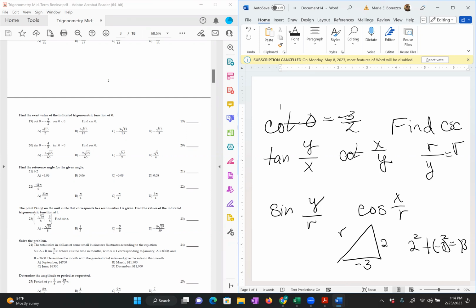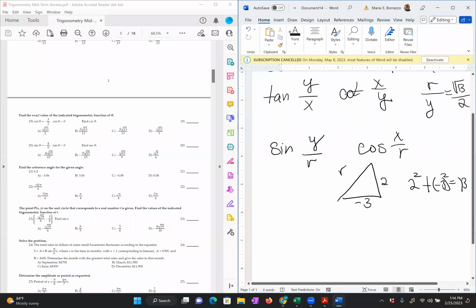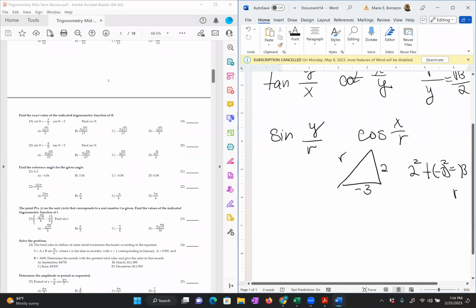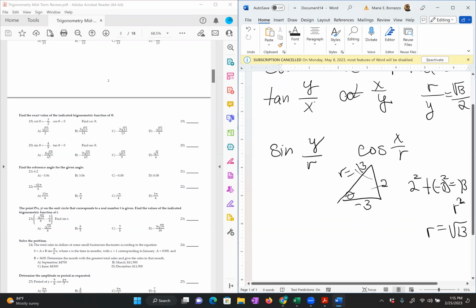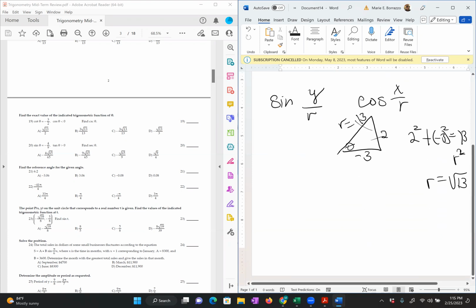This should be square root of 13 over 2. Remember that this is r squared initially, so r is equal to the square root of 13. Let's say this angle is here: sine is opposite over hypotenuse, and this is hypotenuse over opposite. That's what cosecant is, so you need to remember these ratios. Answer choice A is your answer for this one.